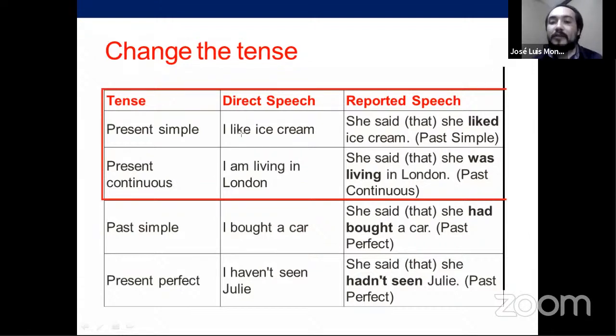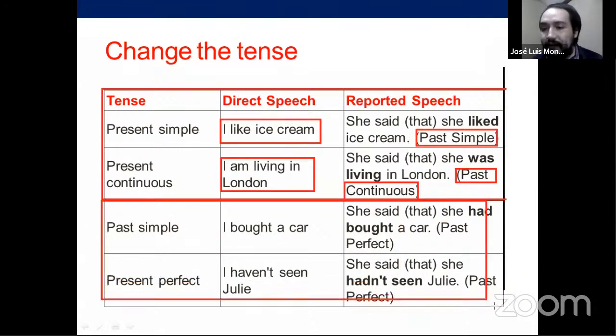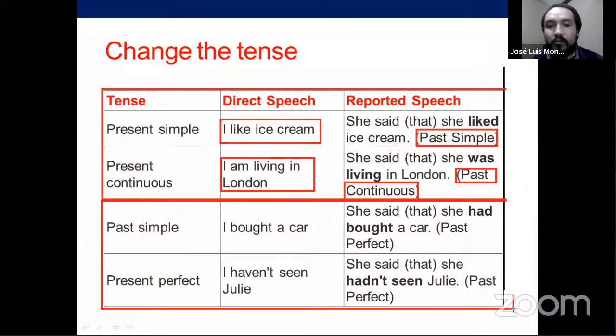So what is the important thing here? If the direct speech is in simple present, the reported speech is going to be in past simple or simple past. If the direct speech is in present continuous, right, the reported one is going to be in past continuous. Let's continue. Please, Sharai, if you can help me with past simple and present perfect.